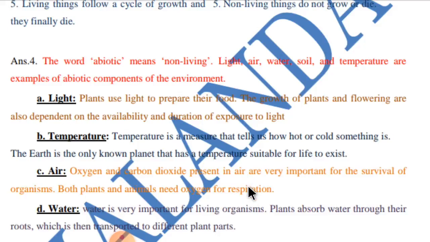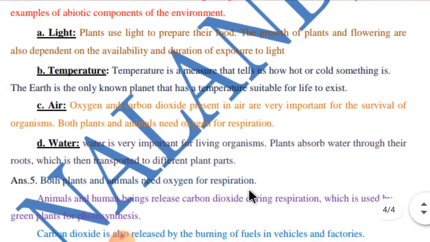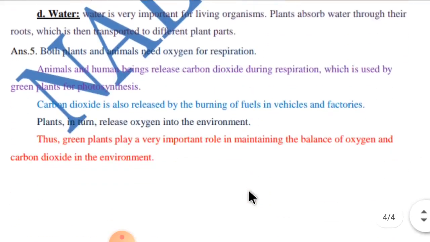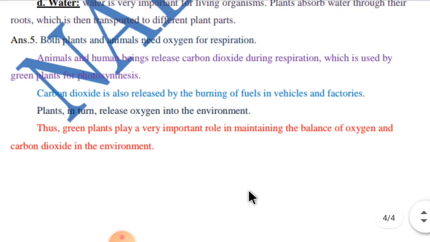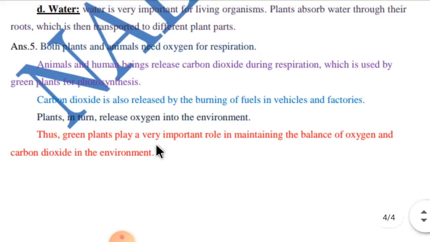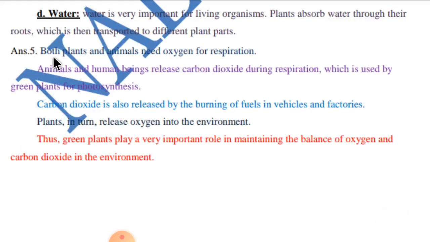Let's see the last and long question answer, that is, explain how oxygen and carbon dioxide of the air are balanced in nature. So the answer is, both plants and animals need oxygen for respiration. Animals and human beings release carbon dioxide during respiration, which is used by green plants for photosynthesis.